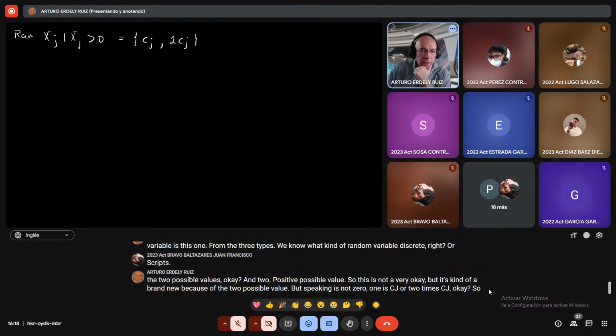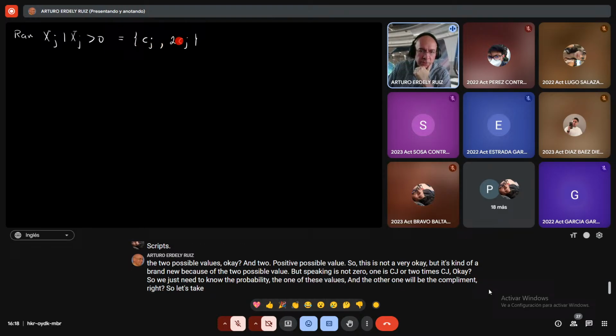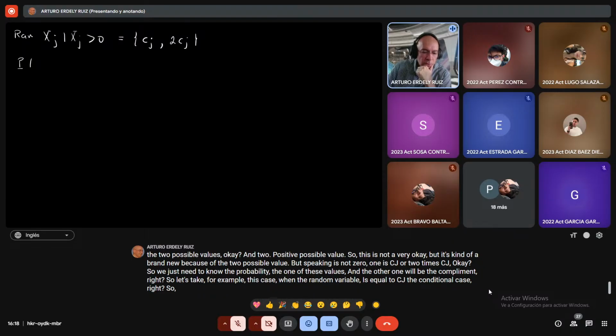So we just need to know the probability of one of these values, and the other one will be the complement, right? So let's take, for example, this case, when the random variable is equal to CJ, the conditional case, right? So what is going to be the probability of xj being equal to 2 times CJ, given that xj is positive?